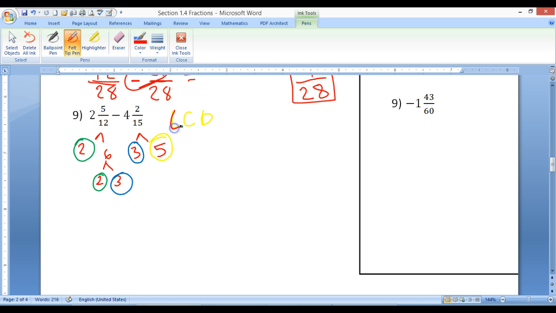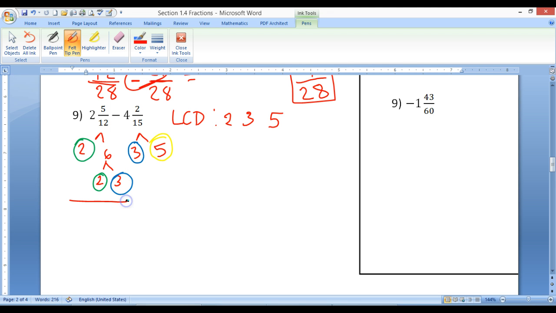Sorry, let's do that in red. Least common denominator. And I pick, that's really messy, all the different colors. I have greens, blues, and yellows, or 2's, 3's, and 5's. Now remember, you can only pick one plate per number.